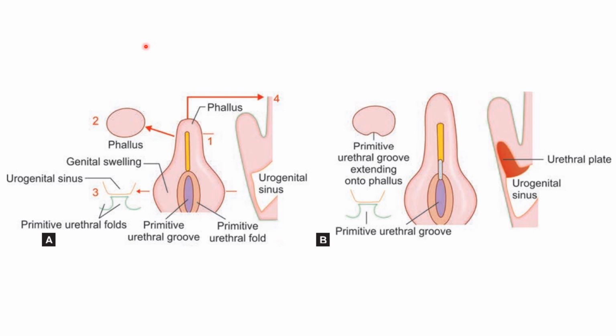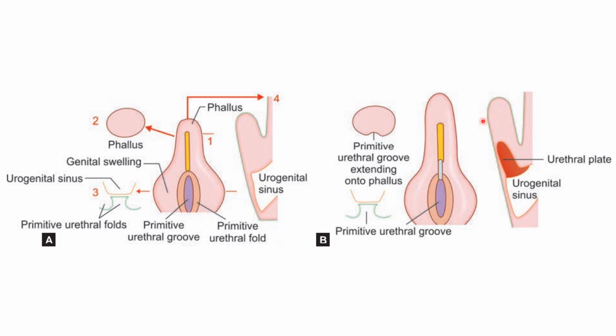Now we will be describing these diagrams one by one. In figure A, you can see the phallus, and it is formed due to the enlargement of the genital tubercle. Caudal to the phallus, there is a longitudinal depression known as the primitive urethral groove that we have seen already, and on either side there will be primitive urethral folds. Lateral to these folds we can see the genital swellings. That's what we have mentioned just now. In the depth of the primitive urethral groove, there is the urogenital membrane which separates the groove from the urogenital sinus. That membrane only we are seeing over here.